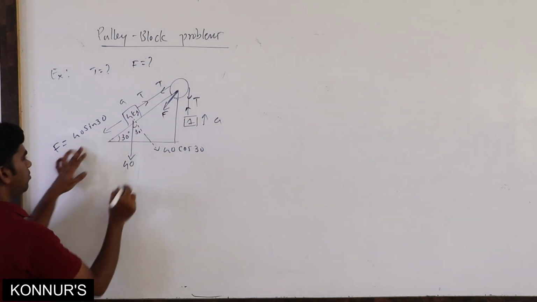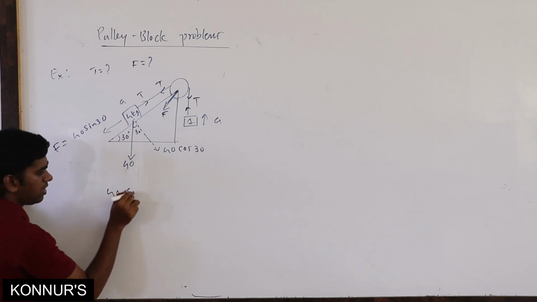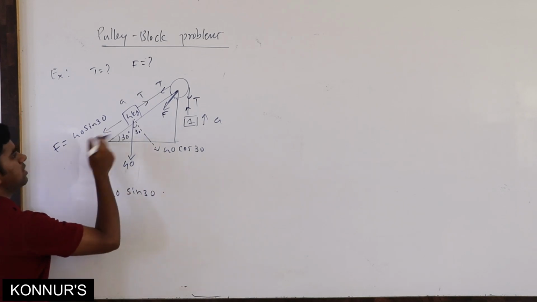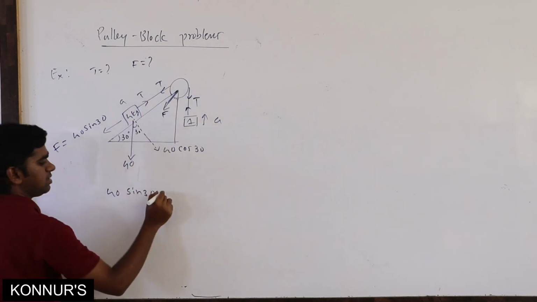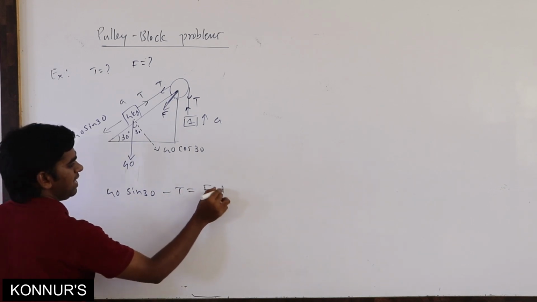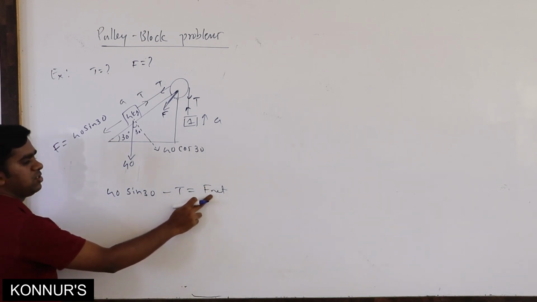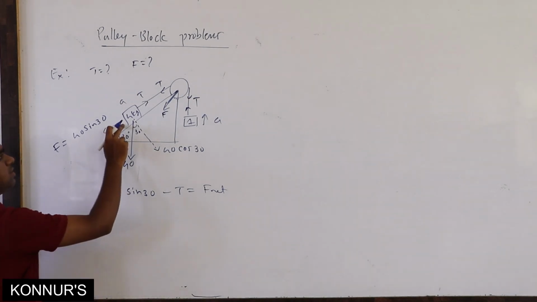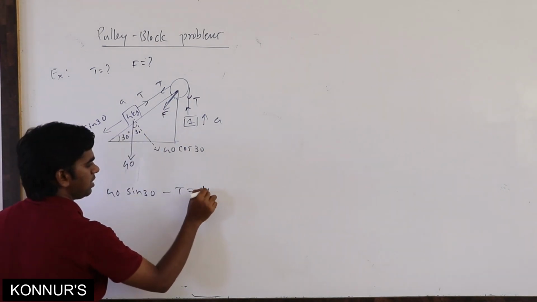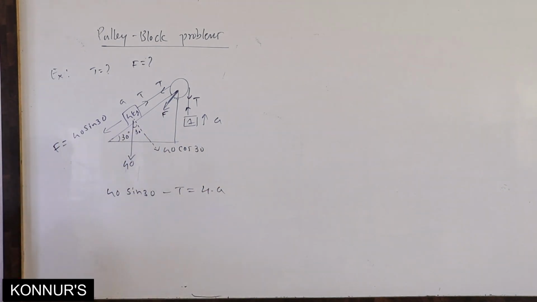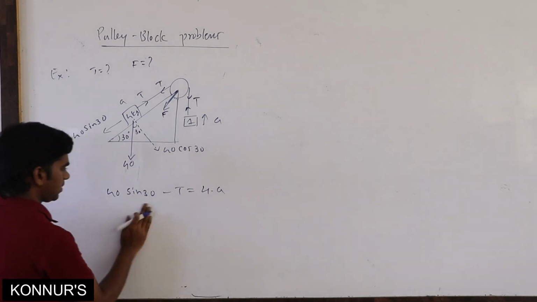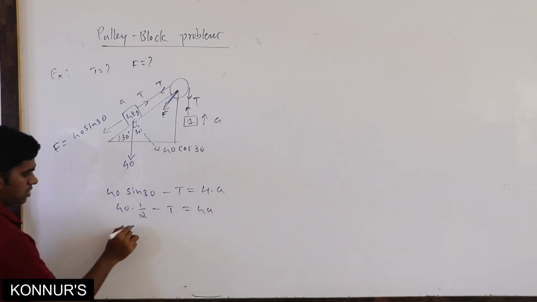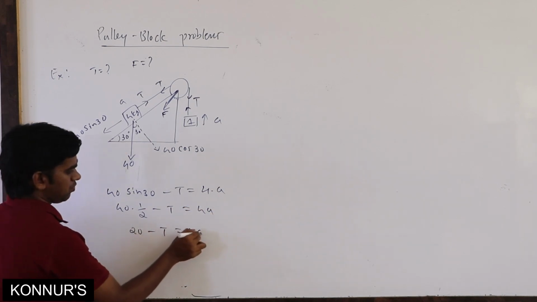Apply here the net force. The net force in this direction is 40 sin 30, plus nothing else, only one force there. In the opposite direction, minus T, equals F net. What is F net? F net is mass into acceleration. The mass is 4. Acceleration you can take as a. So 40 sin 30 is 1 by 2, so 20 minus T equals 4a.